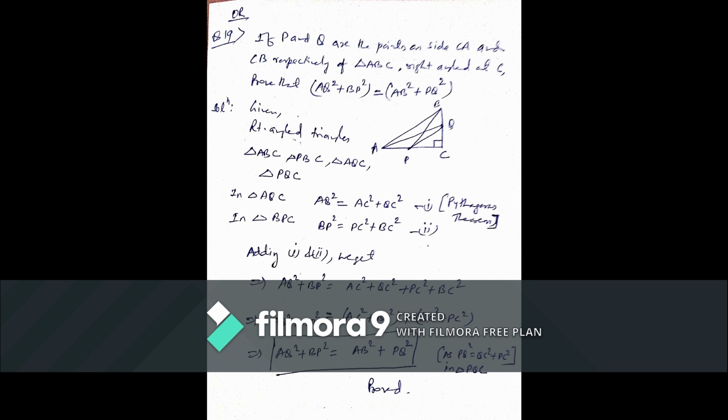Okay, so AC square plus BC square we can separate, right? And QC square plus PC square we can write separately. Why? Because we are going to utilize the Pythagoras theorem formula for that. So AQ square plus BP square will be equal to AB square plus PQ square. So very easily we found this one.